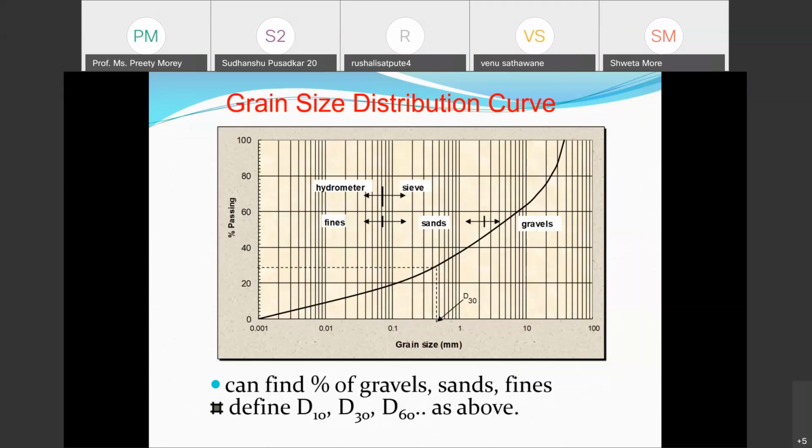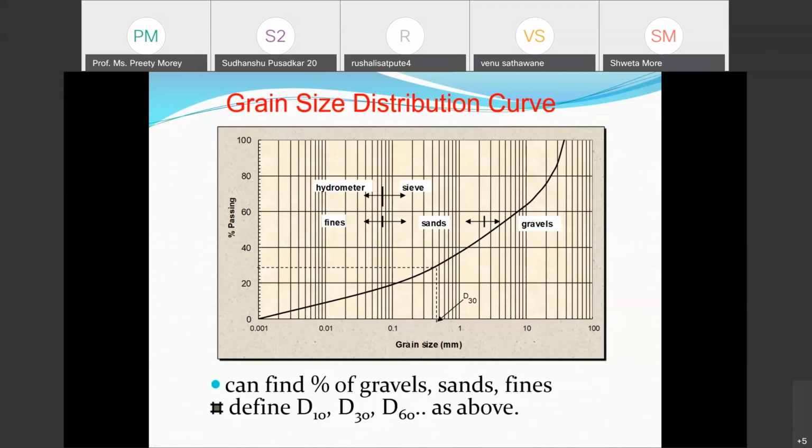The x-axis grain size is in log scale and percentage passing is in normal scale. So this is a semi-log graph which we use, and this curve plotted in the dark line indicates the particle distribution curve or grain size distribution curve. Here I can distinguish that this is the gravel portion, this is the sand portion, and this is the fine particle portion.